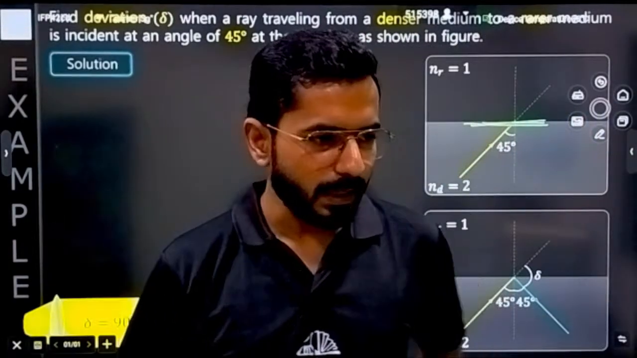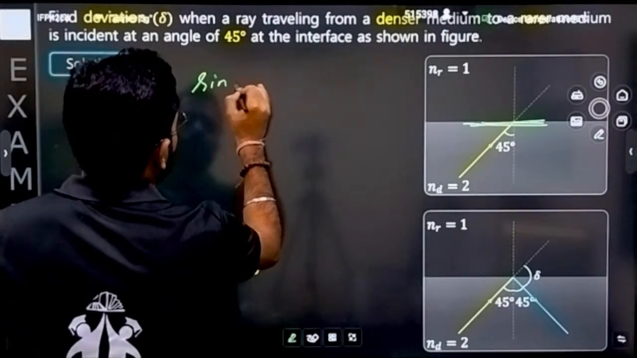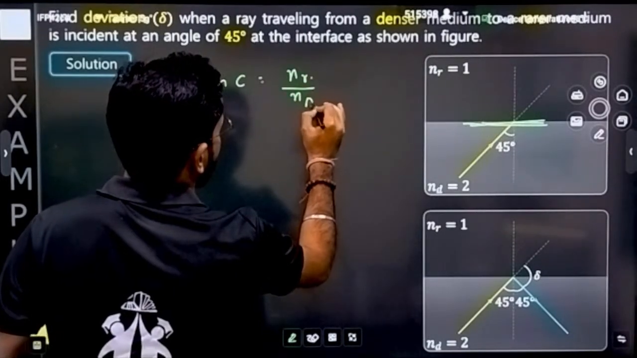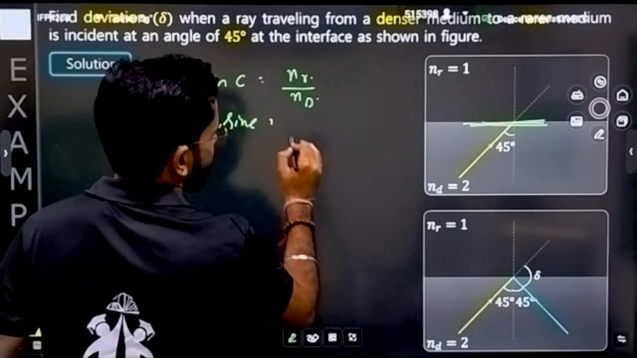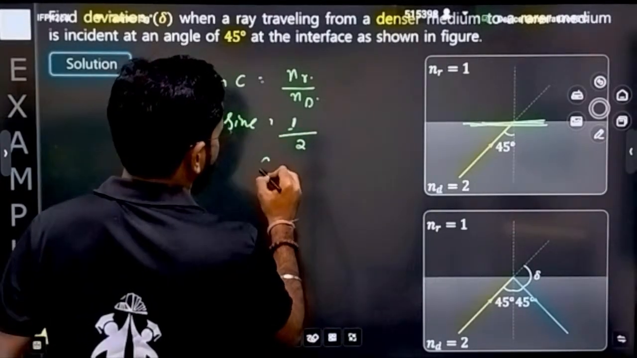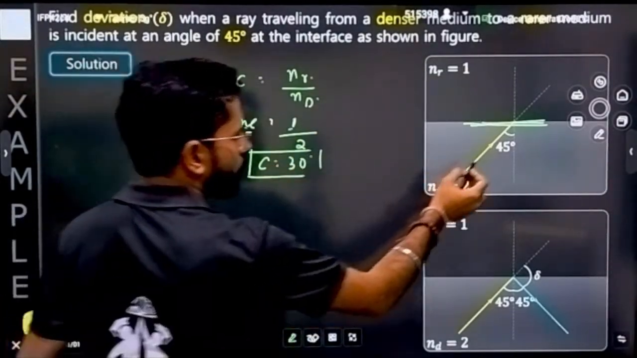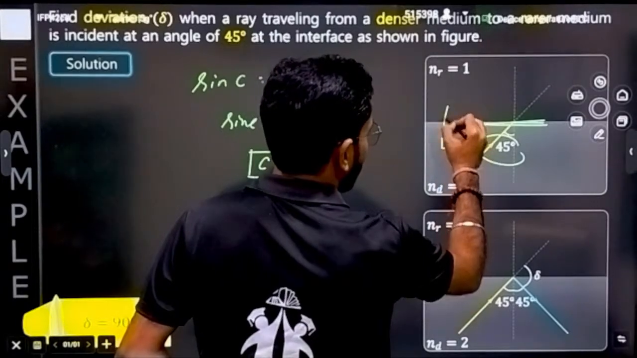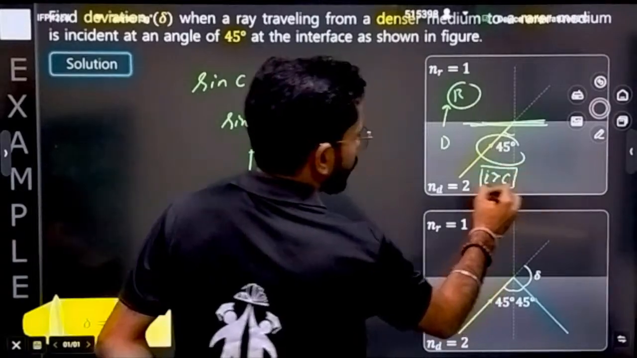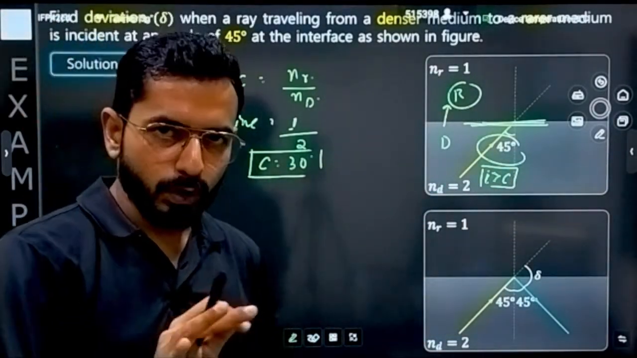Let's check what our critical angle is. Sine of C is equal to n of the rarer medium divided by n of the denser medium. What is the rarer medium? 1, divided by the denser medium, 2. That means the critical angle is equal to 30 degrees. And how much is the angle of incidence? It is going from denser to rarer medium, and this angle of incidence is also greater than the critical angle. So can I say both the conditions for TIR are satisfied? Yes or no?